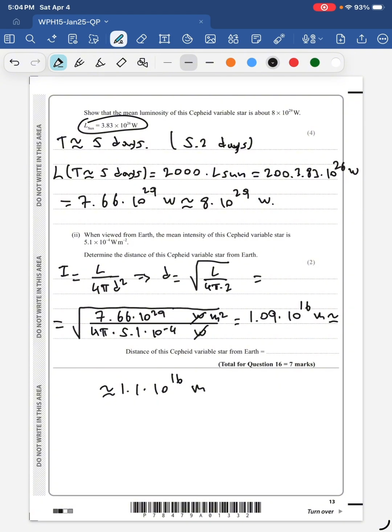I enjoyed this problem because I think it's the first time I saw a problem related to Cepheid stars, which are cool to study, etc.